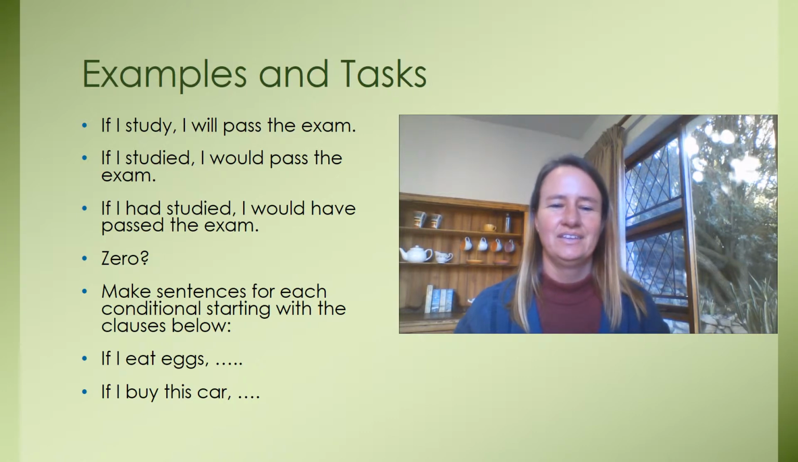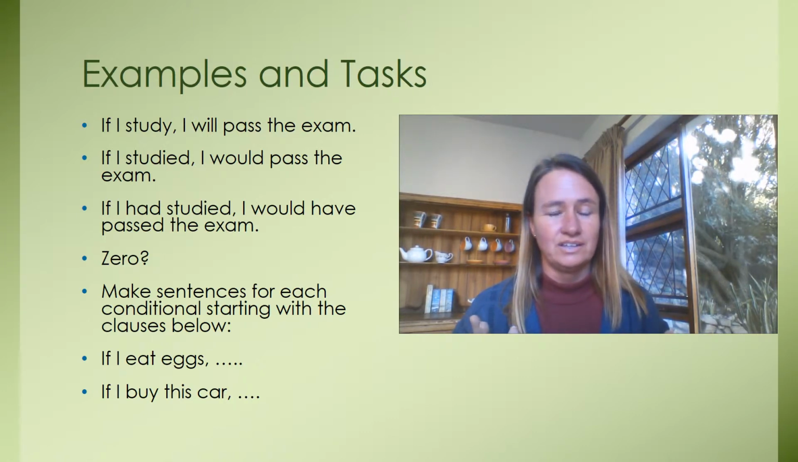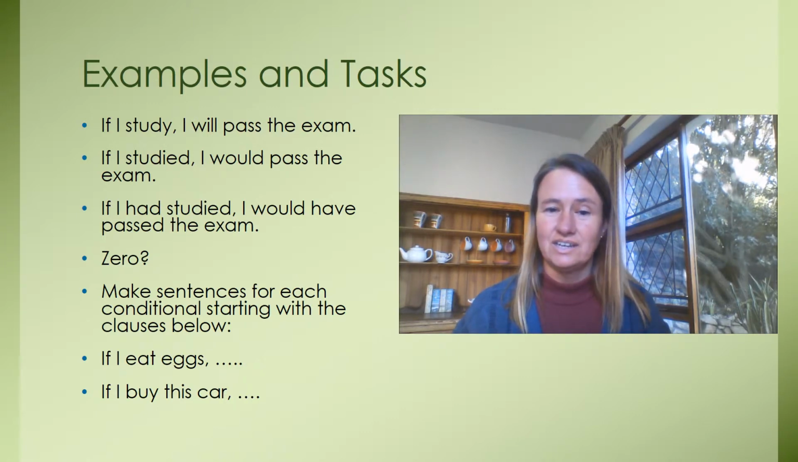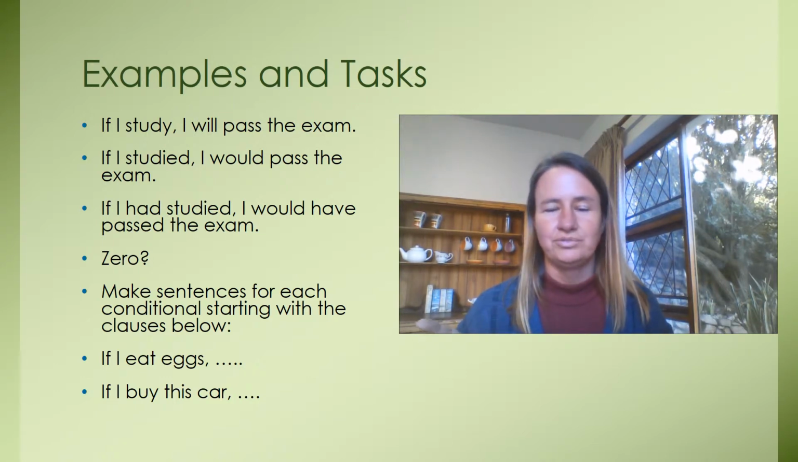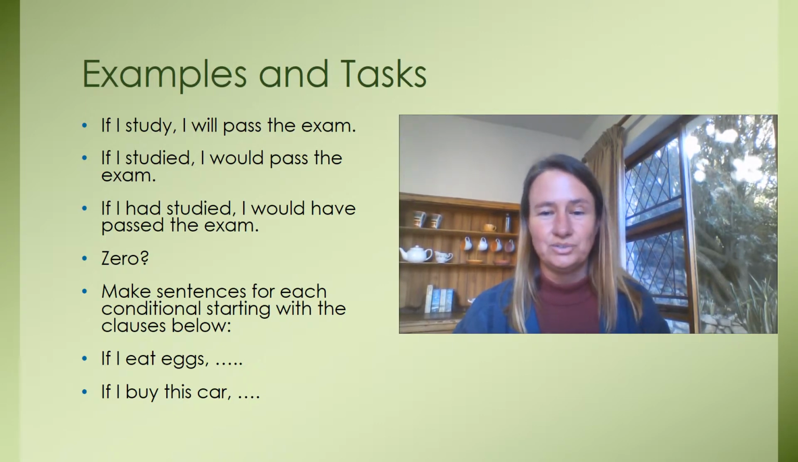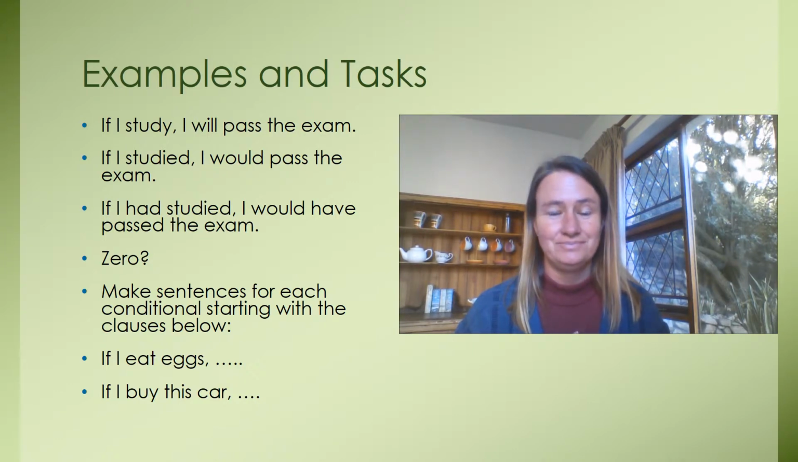Right. We look at the third example. Right. Identify the conditional. If I had studied, I would have passed the exam. Okay. If I had studied, past perfect, third conditional. Would have, third conditional. And if I had studied, I would have passed the exam. It's regret. I didn't study. I didn't pass.